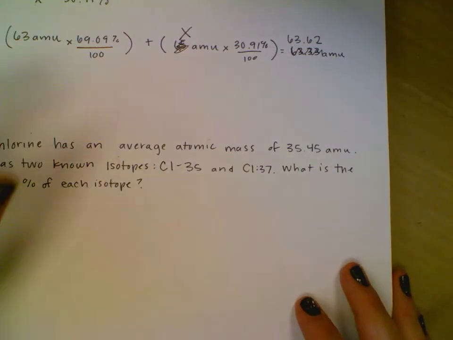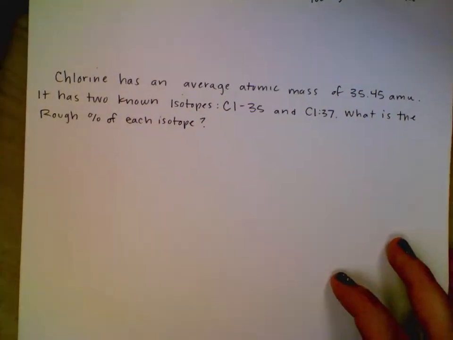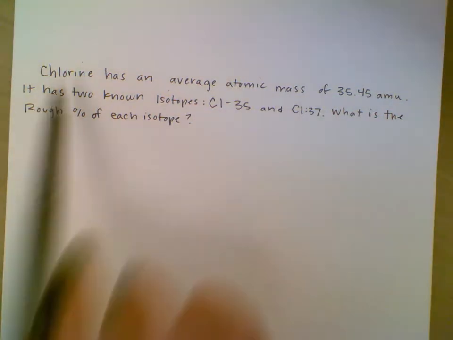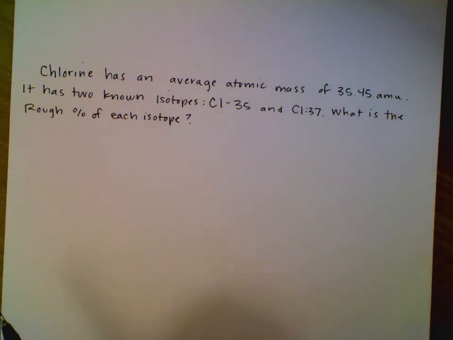The other type of problem that you sometimes see with average atomic mass is more of a thinking problem. So it's like, hey, do you understand the concept of this? So here's our second example. It says chlorine has an average atomic mass of 35.45 AMUs. It has two known isotopes, chlorine 35 and chlorine 37. What is the rough percentage of each isotope?